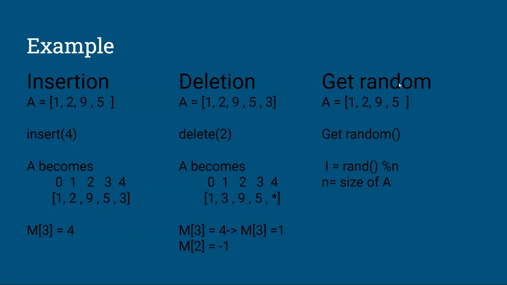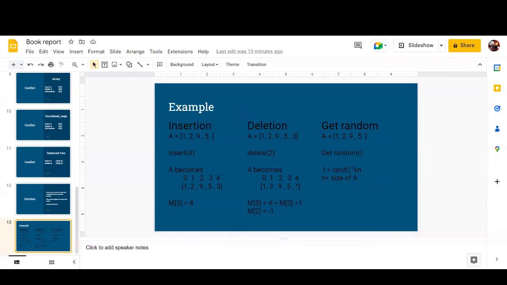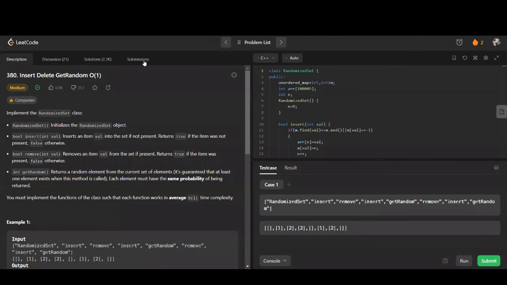And if you want to get some random element, we can just call the rand function modulo n, since we don't want to go out of bounds. And that's all. We will get the index and we will return a of i as the answer. Okay. Now we will see the implementation.